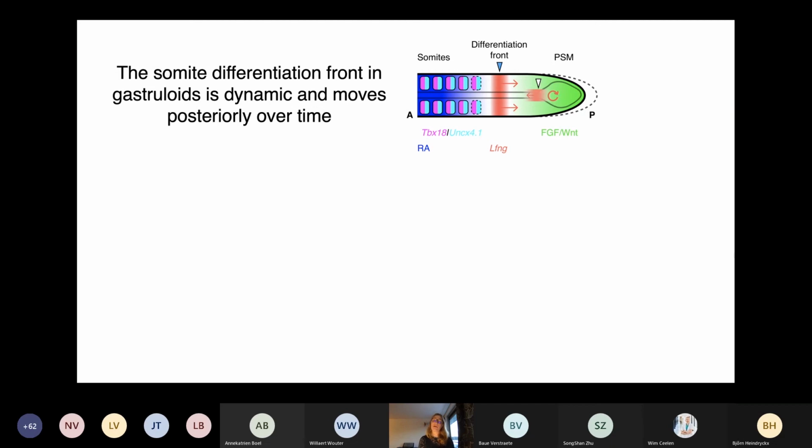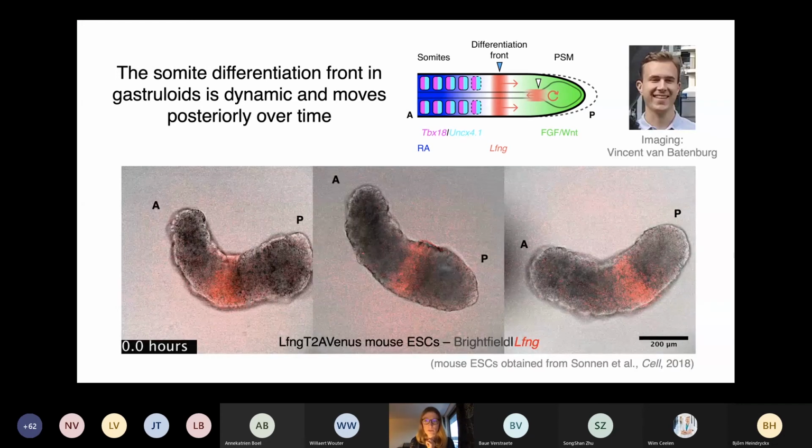So what happens in embryos is that this differentiation front moves in posterior direction over time. And while it moves in posterior direction, it lays down the somites in its wake. So it induces the embryonic mesoderm to differentiate towards a somitic fate. And based on our TomoSeq data, we could see that this differentiation front was present in gastroloids, and we decided to follow up on that.